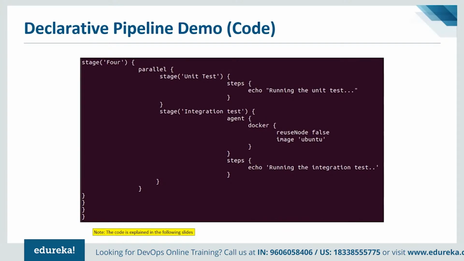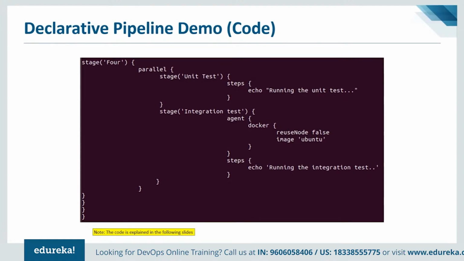Stage number 4 defines a parallel directive which runs the unit test stage and the integration test stage in parallel. So both of these stages are going to run in parallel. Within the integration test stage is a Docker agent, which is a stage specific agent, and it runs two commands, that is reuse node and a simple Docker command. The reuse node is basically a boolean which is set to false by default. If reuse node was set to true, it means that the Docker container is going to run on the agent specified at the root of the pipeline. And in this case, at the root of the pipeline, we have defined agent with any parameter.